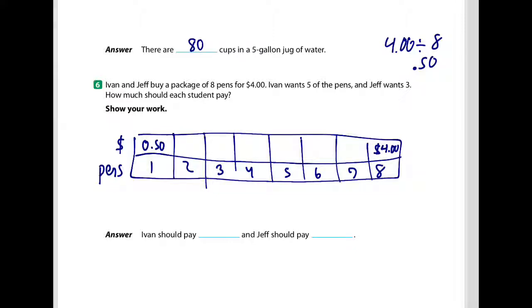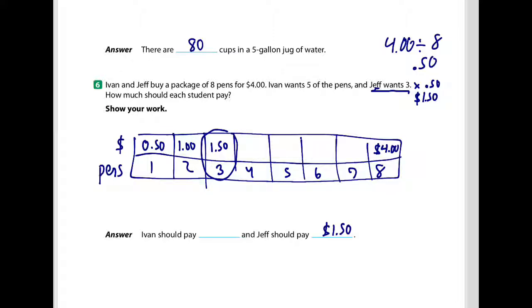Now, you can fill in the rest of the table, but if you know a pen costs 50 cents, I'm going to actually take a shortcut here. Jeff wants 3, right? It says it right here. So just do 3 times 50 cents. And you get $1.50. So Jeff should pay $1.50. And also think of it, if I were counting by 50s, it's $1 for 2 pens, $1.50 for 3 pens. We have that right there with that ratio.